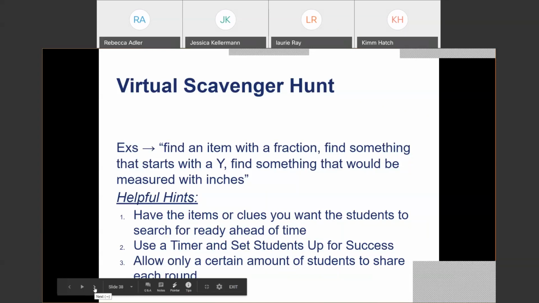And then I would only allow a certain number of students to share each round, because when it is something fun, they all want to share, they all want to get their input in there. So I would pick 3 kids, and then I'd make sure I picked a different 3 kids the next time. So that way we were able to get through a couple rounds without wasting too much time. And again, that gets them up and moving. It gets it personable, and they have fun and enjoy being able to show things in their house.